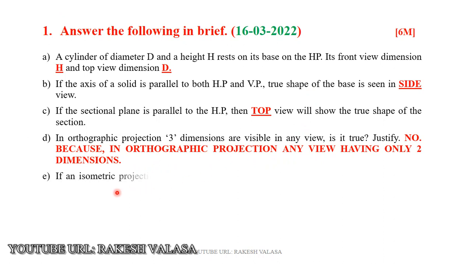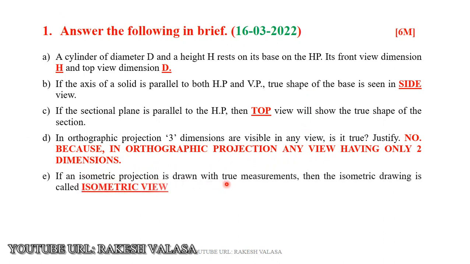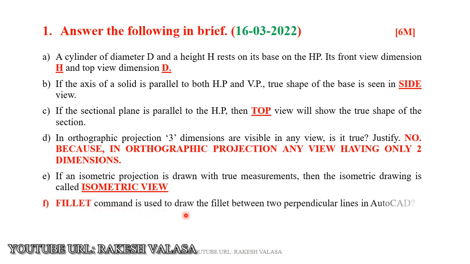Question number E. If an isometric projection is drawn with true measurements, then isometric drawing is called isometric view. Question number F. Dash command is used to draw the fillet between two perpendicular lines in AutoCAD software. The command name is fillet.